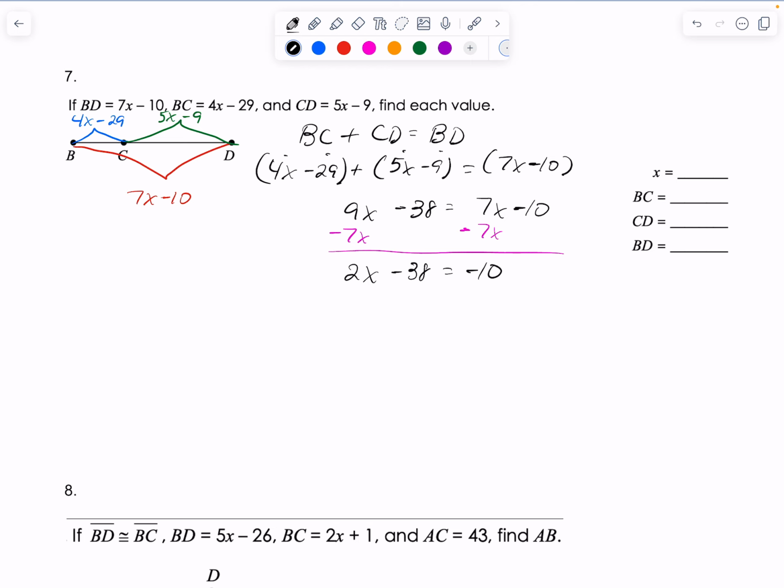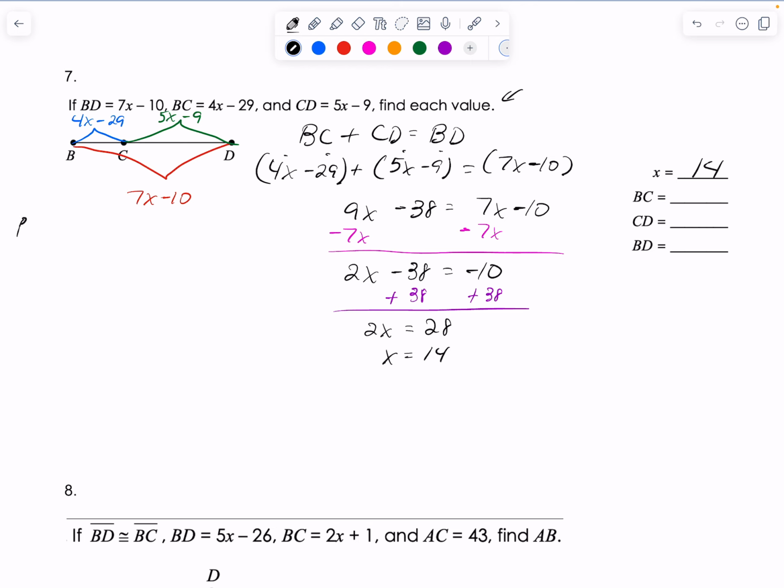Move over the negative 38 with addition. And now we have 2x equals positive 28, or x equals 14. And you'll notice there's a space here to write x equals 14. Now, that's not everything we need to do, because we need to find each value, so we need to find the lengths of each of these three segments.